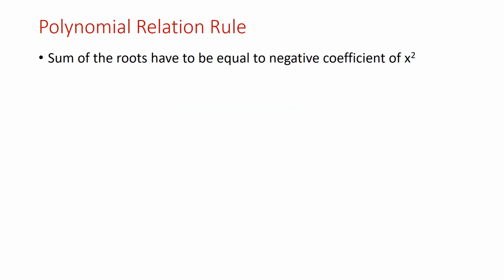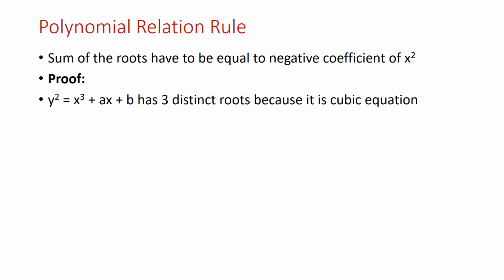Here we are going to use a polynomial relation rule, which states that the sum of the roots has to be equal to the negative coefficient of x squared. Let's prove it. We have already known that this is our elliptic curve's equation, and it has to have three roots because it's a cubic equation.